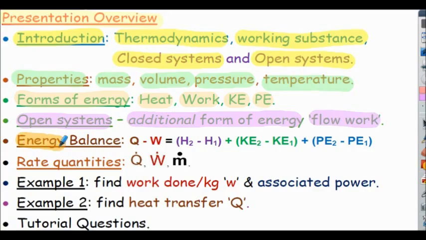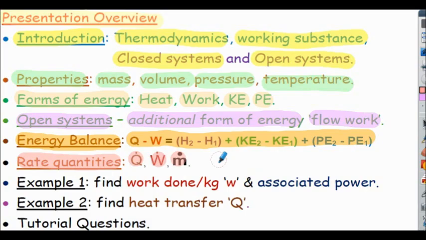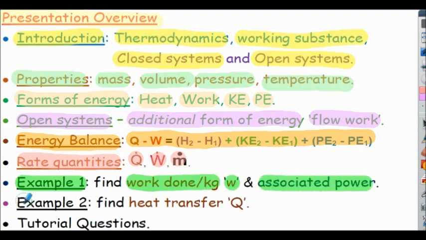Then we consider an energy balance from which we can derive our steady flow energy equation, outlined here in its general form. We consider rate quantities, heat transfer rate, work done rate, mass flow rate. Then we have two examples. Example 1, we have to calculate the work done per kilogram, lowercase w, and the associated power. And example 2, we have to find the heat transfer, symbol capital Q. Finally, there are some tutorial questions for you to attempt at your own pace.